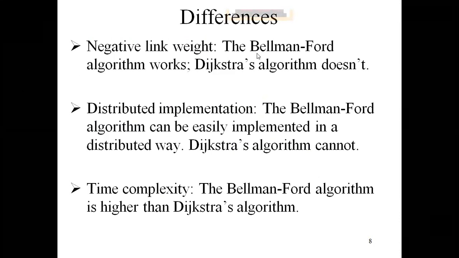Now see, negative link weight. The Bellman-Ford algorithm works to find the shortest path, whereas Dijkstra's algorithm does not handle negative weights. It will not give the correct result. Now, distributed implementation. The Bellman-Ford algorithm can be easily implemented in a distributed way, whereas Dijkstra's algorithm cannot be implemented in a distributed way.